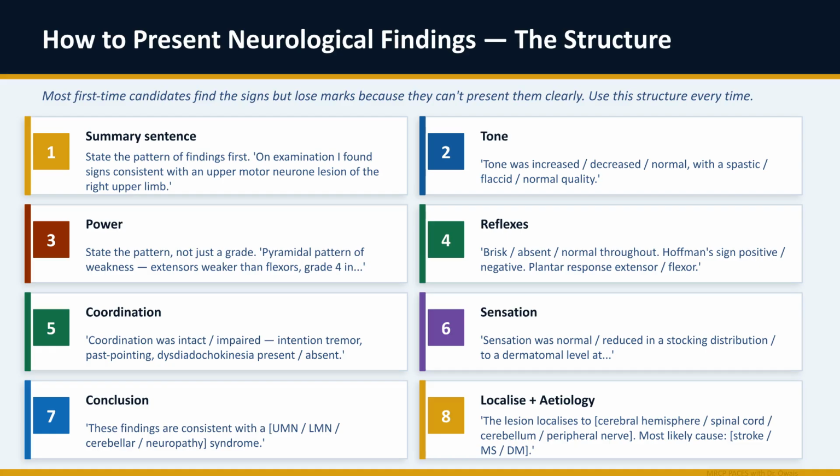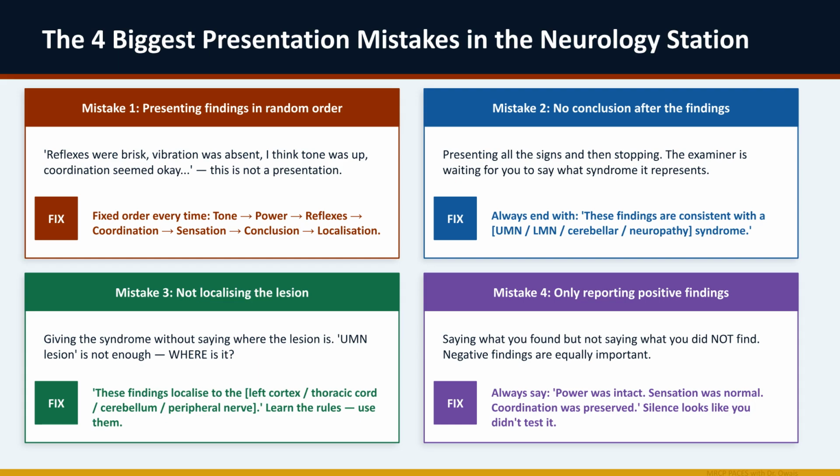Do not start with sensation and then go back to tone. Do not give findings without a conclusion. Do not conclude without localizing. The examiner is expecting this structure. Give it to them clearly. Since presentation is where most first-time candidates lose marks in this station, let me be very specific about the 4 mistakes I see most often.